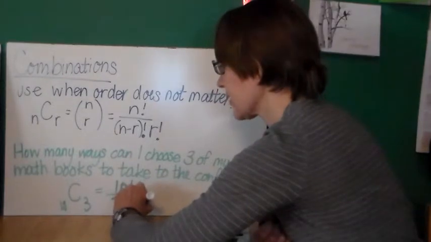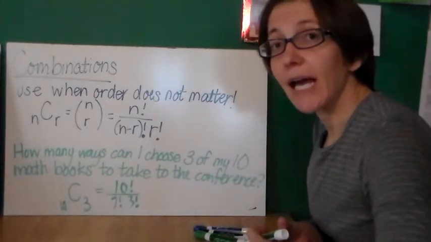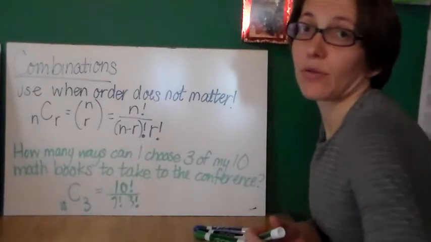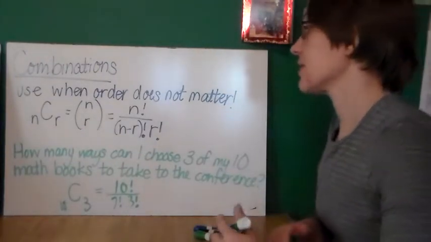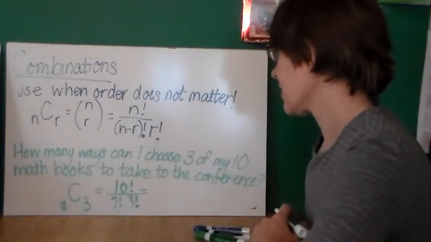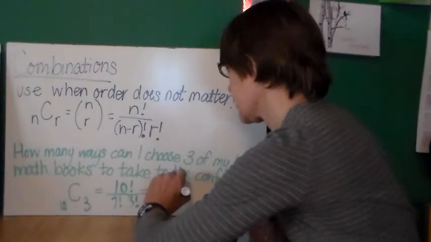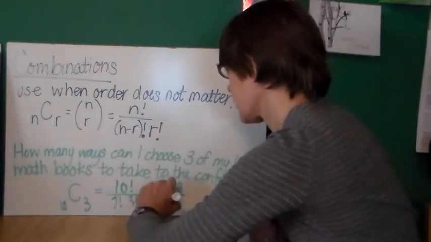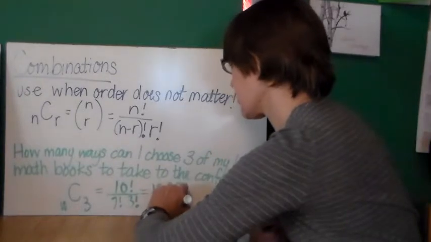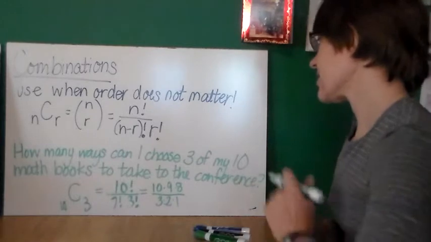Now what that 3 factorial is doing is it's reducing out the duplicates I would get from considering, hey, order matters. Because here, order does not matter. So now I just need to evaluate. And so I'm going to have 10, 9 times 8 over 3 factorial. That's 3 times 2 times 1. So this is 10 factorial divided by 7 factorial.